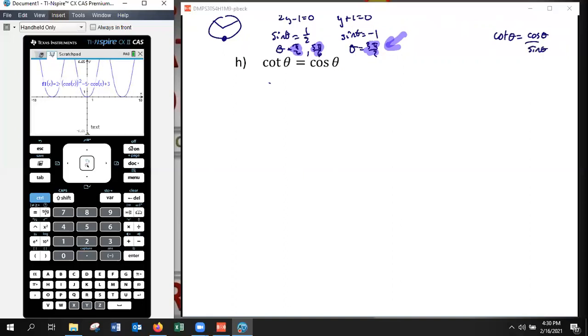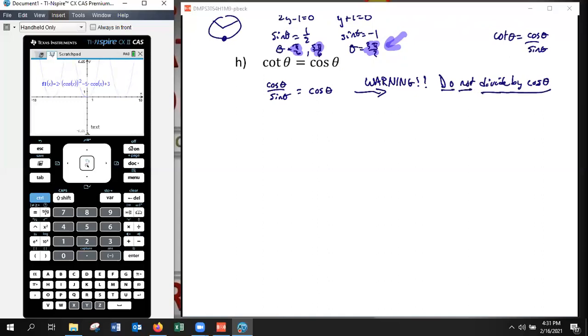So if I look at it that way, cosine of theta over sine of theta equals cosine of theta. So now I have a link between the two, and that link is cosine of theta. Now, be careful. I'm going to write this big warning. Warning. Do not divide by cosine of theta. That's the biggest mistake people make, because if you divide by cosine of theta, you actually will lose zeros. So do not divide by any of the trig functions unless you know you're not going to lose any zeros.